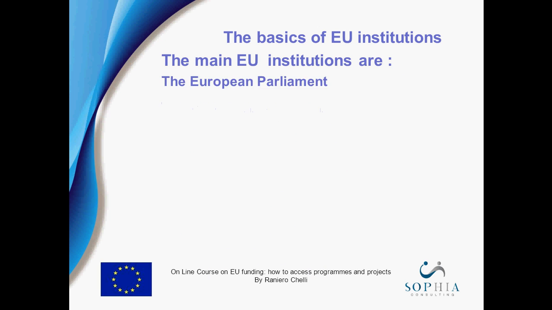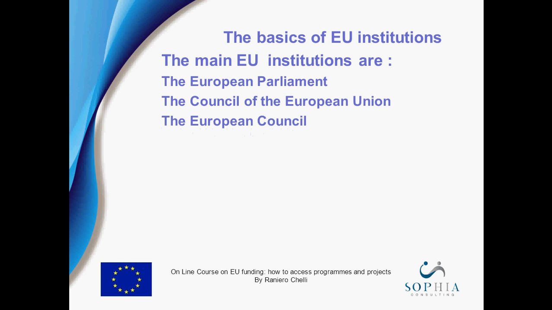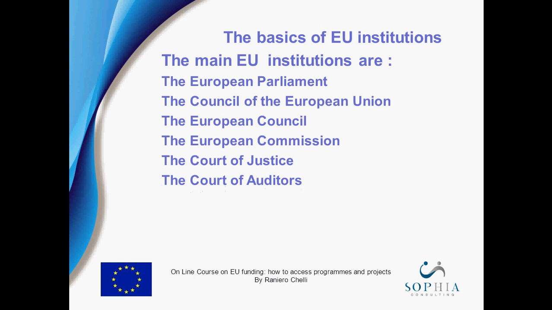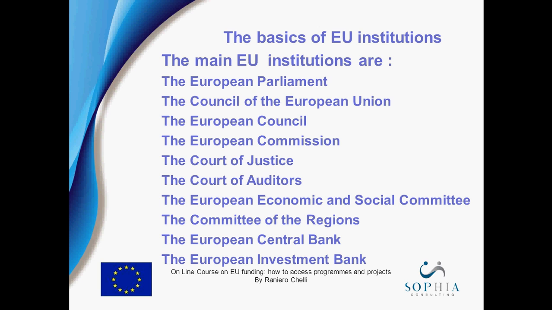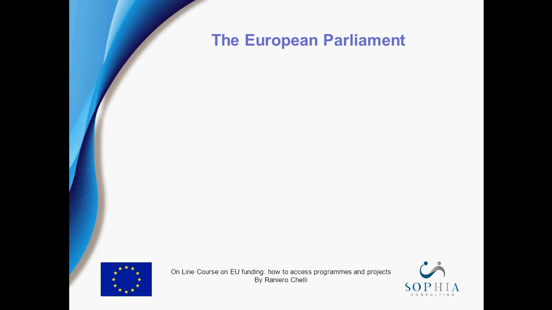Today, there are the following main European institutions: the Parliament, the Council of the European Union, the European Council, which is something different to the Council of the European Union, as we will see, the European Commission, the Court of Justice, the Court of Auditors, the European Economic and Social Committee, the Committee of the Regions, and the two banks, the European Central Bank and the European Investment Bank. Now, not all of them are relevant to the European programs. That's why we're going to concentrate only on some of them.